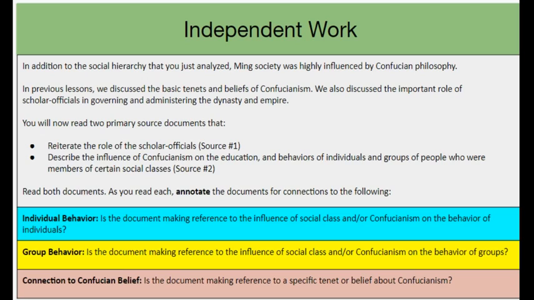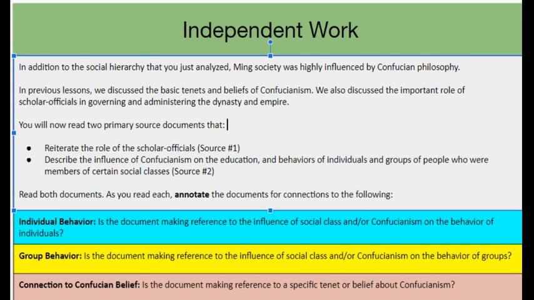video to look at the way Ming society was highly influenced by Confucian philosophy, not just by social hierarchy. And in earlier lessons, you probably discussed, you see it says the basic tenets and beliefs. See that word over there, tenets? The underlying practices and beliefs of Confucianism. They also discussed the important role of scholar officials in governing and administering, you see that word, running the dynasty, meaning that dynasties pass from one leader to the next, usually from father to son, and the empire.